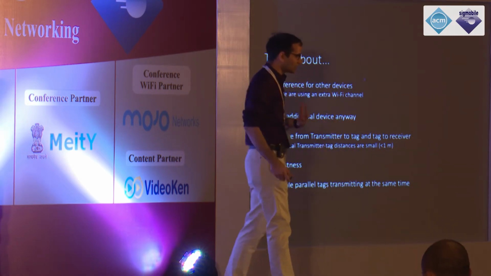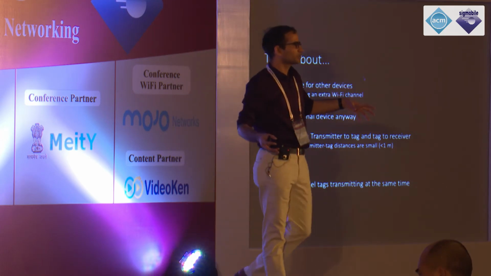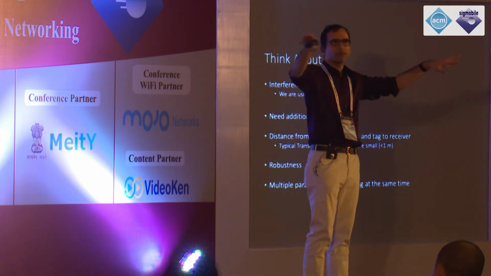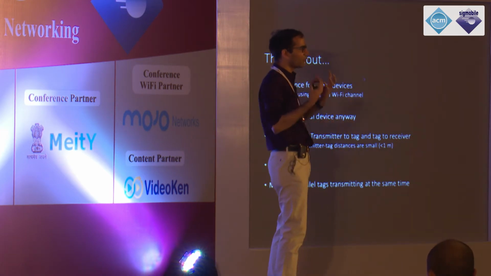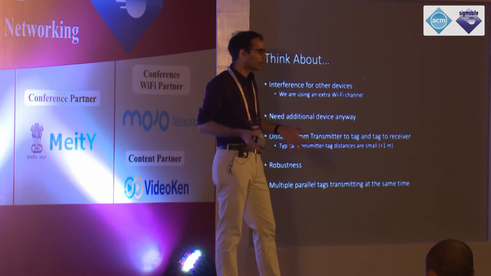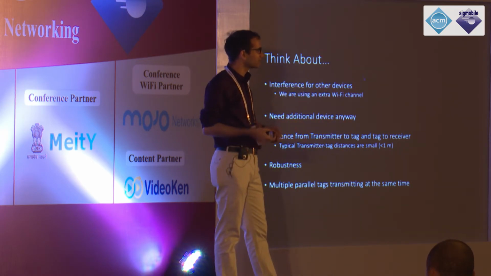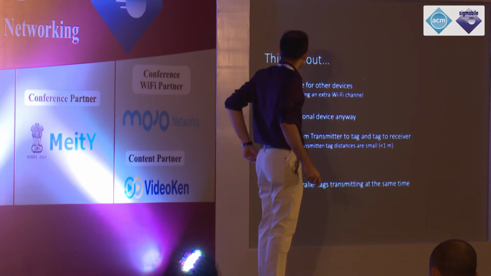The second critique of this work is that you still need an additional device. You need 2 access points as opposed to 1. It is fine for a conference room like this, because we'll probably have multiple access points lying around. But for a smart home kind of setting, you typically have 1 access point, you don't have 2. And if you're going to put a different device anyway, why won't you just do RFIDs, which are probably more low power than this network?